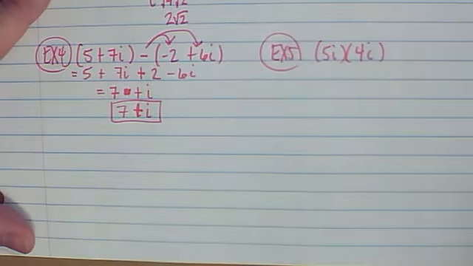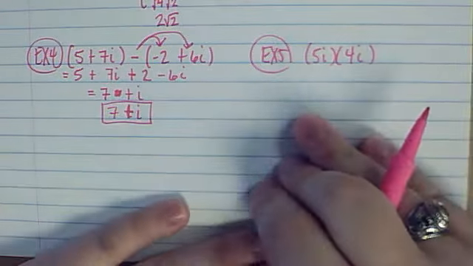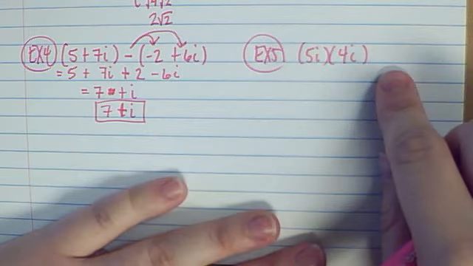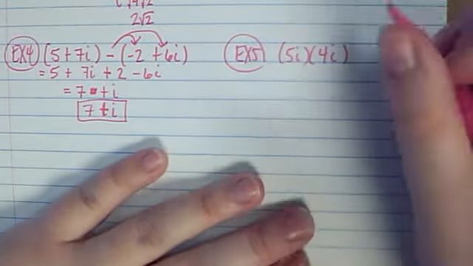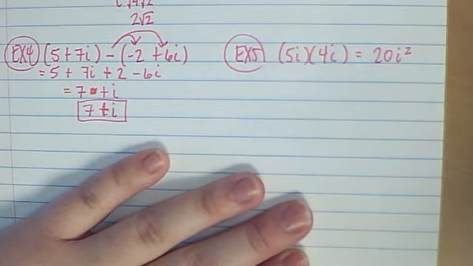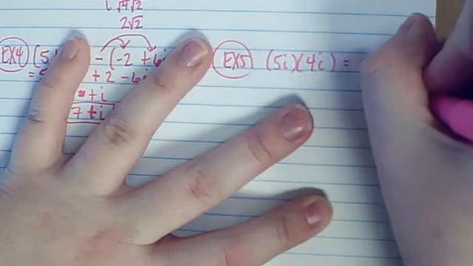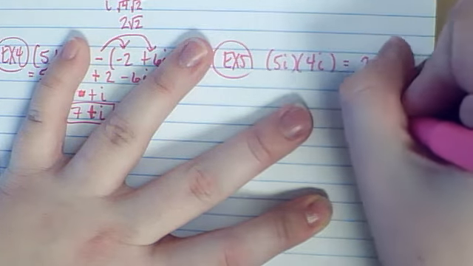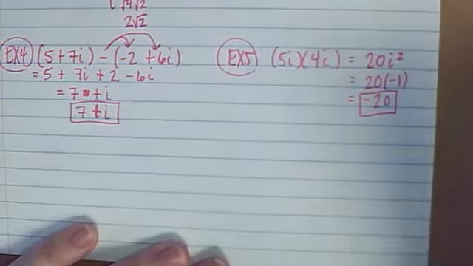Alright, now here I have 5i times 4i. So this would be like if I had 5x times 4x, that would give me 20x squared. Same thing here, but now it's just i. So this becomes 20i squared. Well, if you remember from up above, i squared is -1. So instead of i squared, I'm going to plug in -1. And when I do that, I get -20. So there's our answer there.